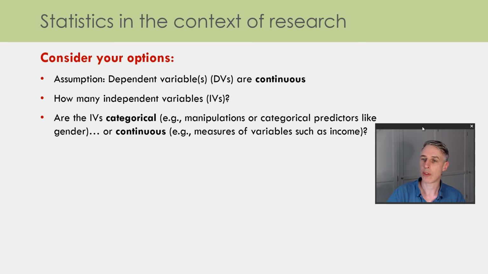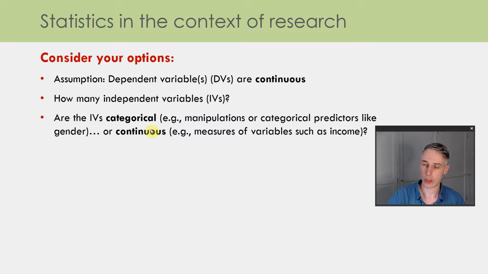From there, though, there are various other things that we need to think about. How many independent variables do we have? And are those independent variables categorical? So, for example, are they manipulations or are they categorical predictors like gender? Remember, a categorical variable is one in which the numbering of different levels is arbitrary because those levels differ in terms of their quality, not in terms of their quantity. Or on the other hand, are those independent variables or predictor variables continuous? So for example, are they measures of variables such as income, if we're interested in things that are affected by income levels?